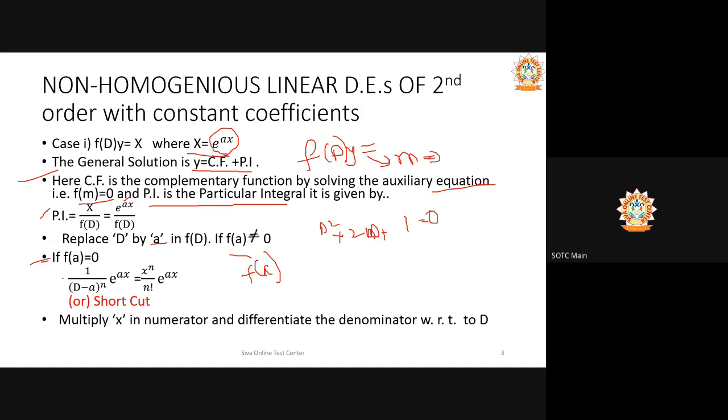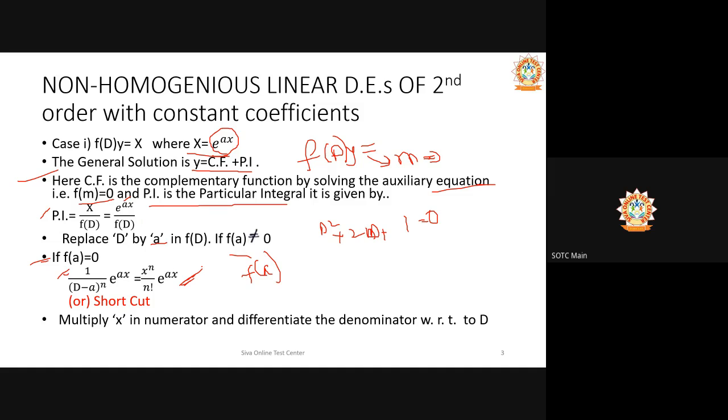In this case you need to apply this formula, that is 1 by (D minus a) whole power n into e power ax. If f of D is in the format (D minus a) whole power n, then replacing D with a gives a minus a, which is 0. So in this case the formula becomes x power n by n factorial into e power ax. This is the formula that you need to remember.